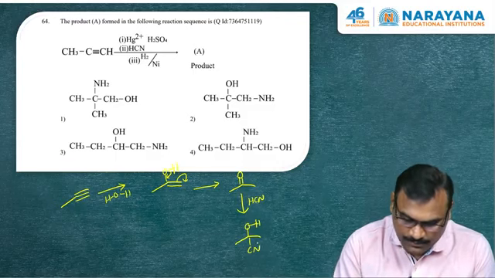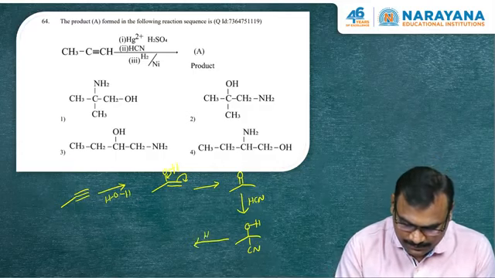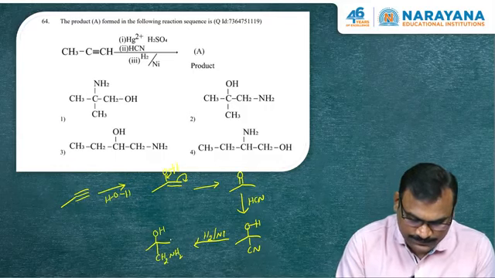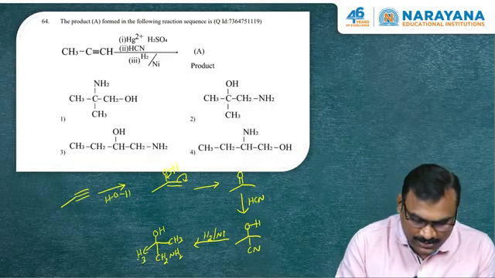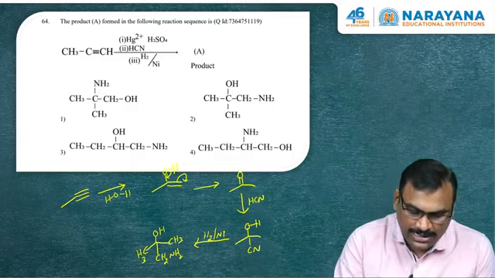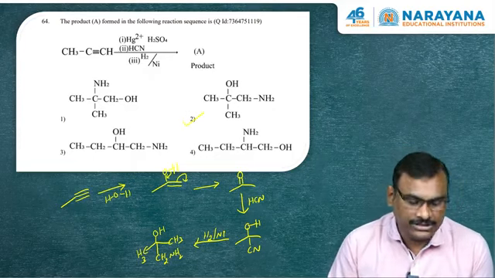produces cyanohydrin, which on reduction, the cyanide becomes CH2NH2. This should be the answer. Okay, the possible answer is 2. Now go for the next question.